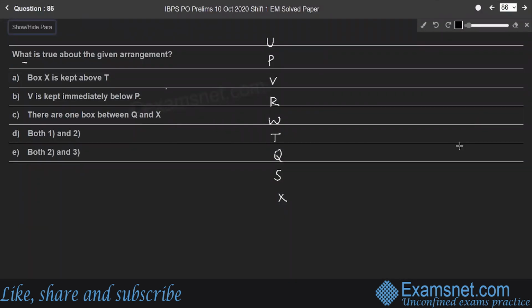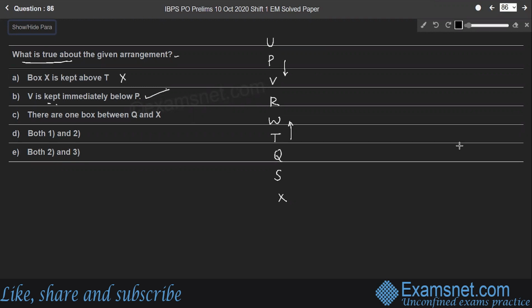Question 86. What is true about the given arrangement? Here, first one, box X is kept above T. So, above T, box W is kept. So, which is not true. V is kept immediately below P. So, immediately below P, V is kept. Therefore, option B is the right answer.